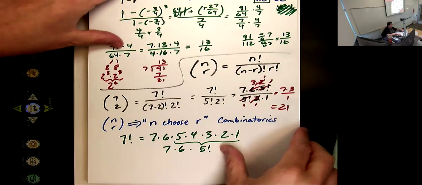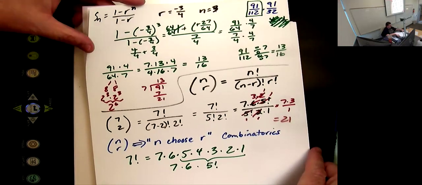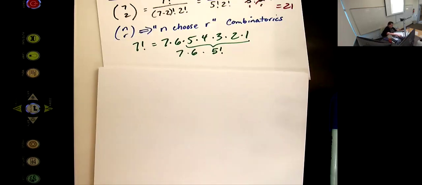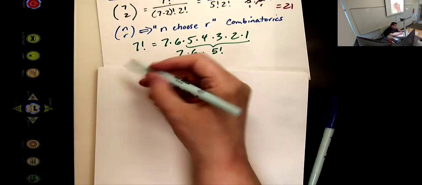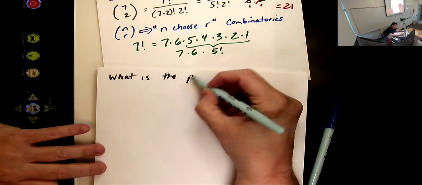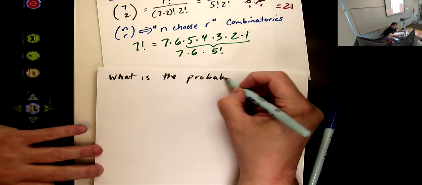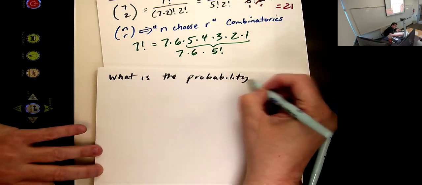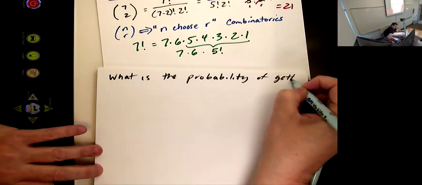So what's the probability? We'll do it again, we'll talk about it real quick. What's the probability of getting pocket aces in Texas Hold'em?